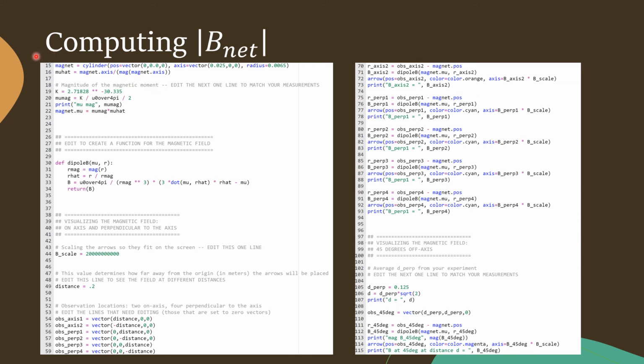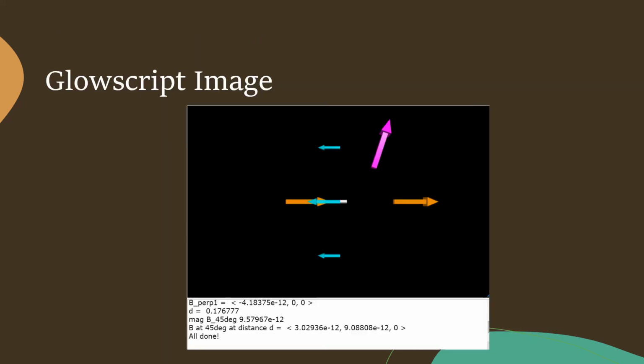Here is some of the code from GlowScript. So we set our magnitude of the magnetic field, and then up here, equations, how to make the vectors. Here's what it looks like. Here's our magnet. And that's the perp.